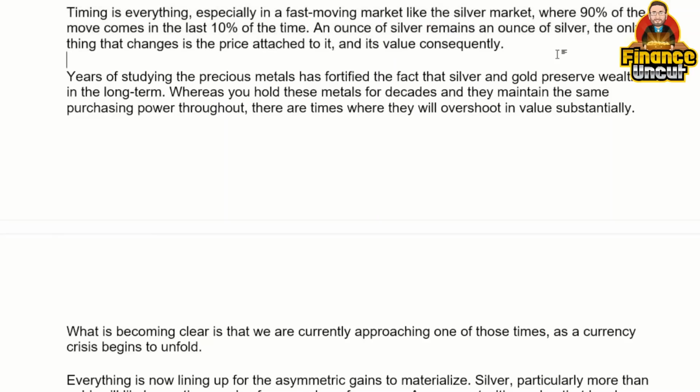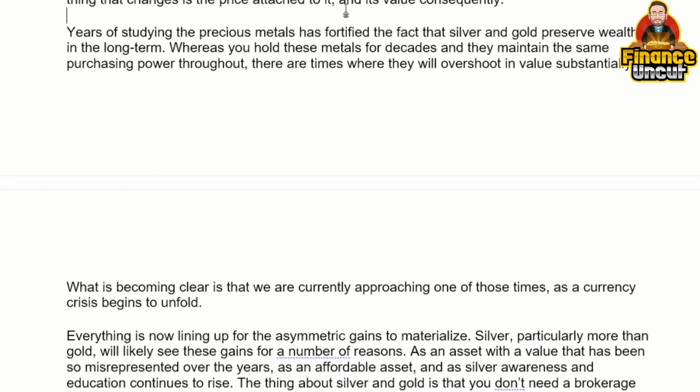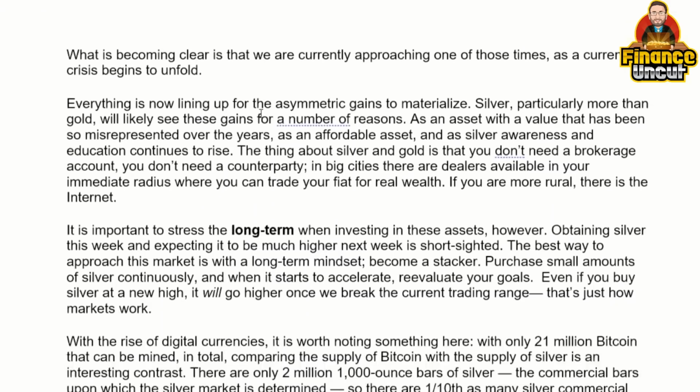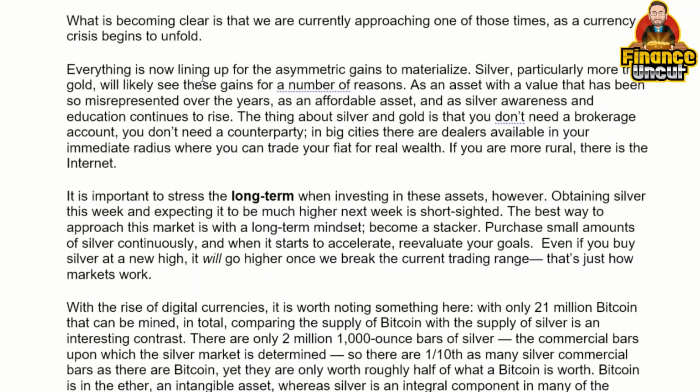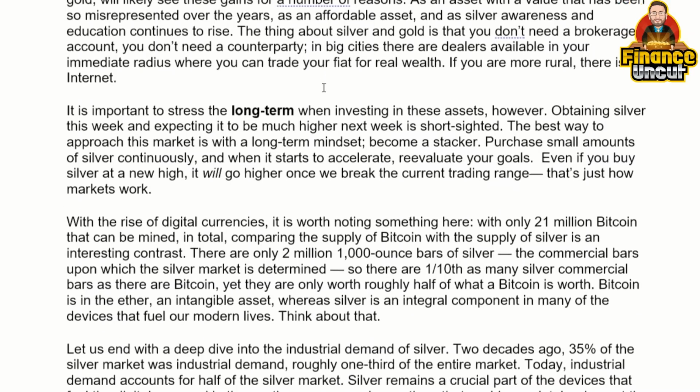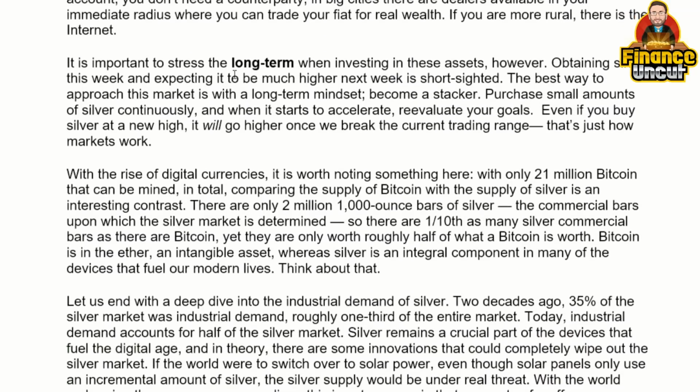So a reminder that 90% of the movement lasts 10% of the time. Remember, that's just a guideline. It's not exact, but the third leg up is usually the most powerful. It's not in price appreciation, but not in time duration. So as this article points out, there are asymmetric gains to materialize, I believe, silver particularly more than gold for a number of the reasons that I've outlined. And part of it in this article is how much has been used by industry over the years.